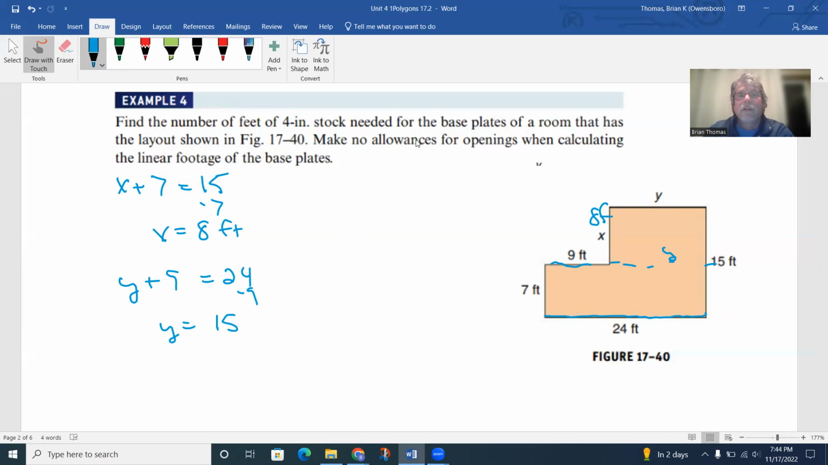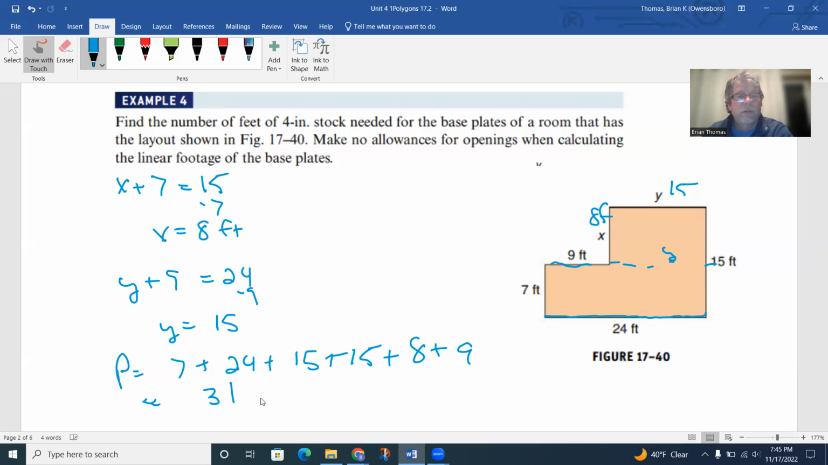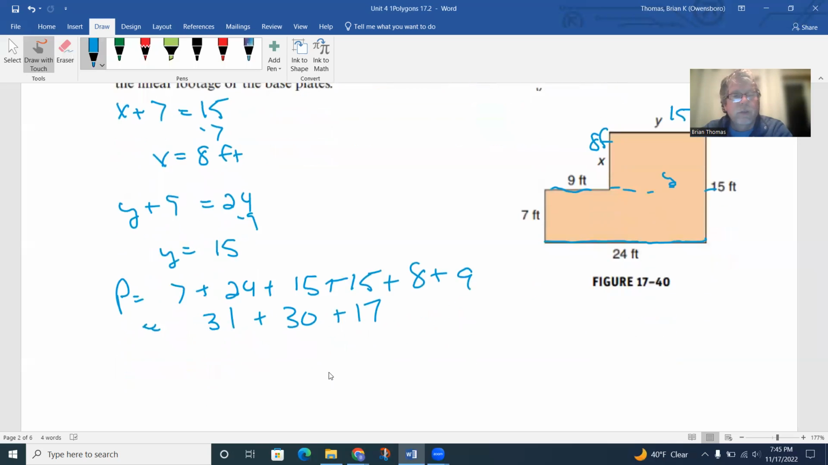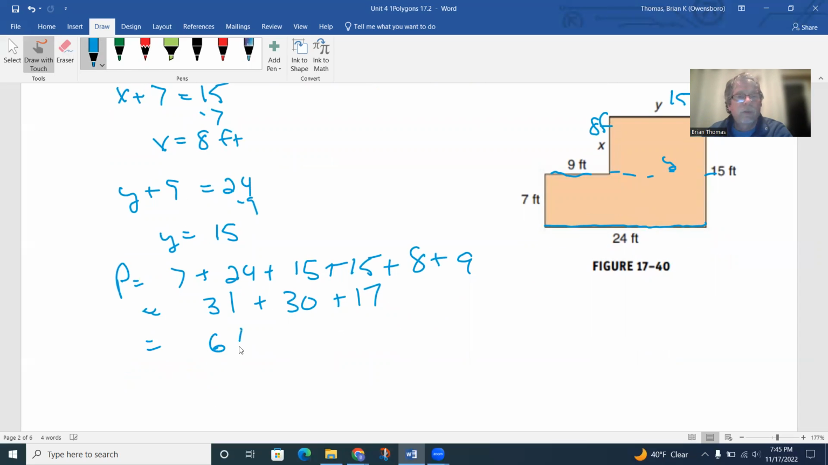So if I want to find out how much feet we need all together, I'd have to add all those numbers together. So we'd have this 15 here. So to find our answer, our total perimeter would be then this 7 plus this 24 plus 15 plus 15 plus the 8 plus the 9, and now we're back around. So, 7 and 24 would be 31, 15 and 15 would be 30, 8 and 7 would be 17. So then we would have, 61 plus 17, that would be 78 feet of baseboard would be needed.